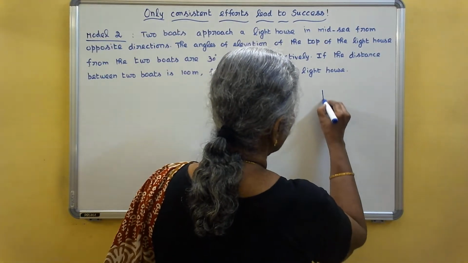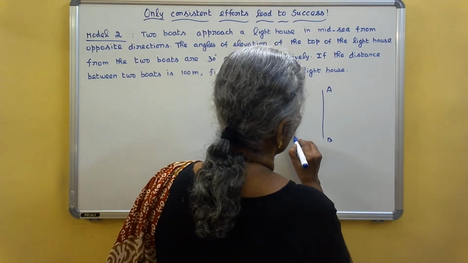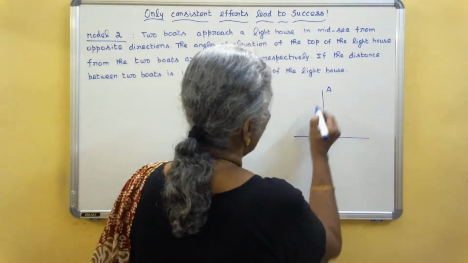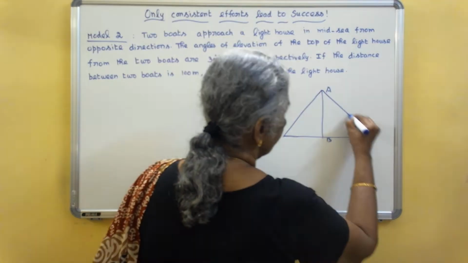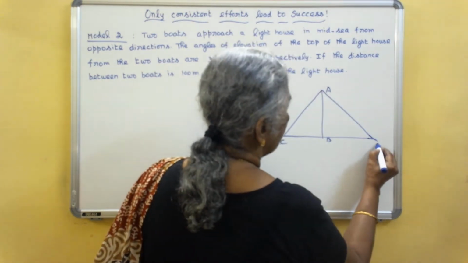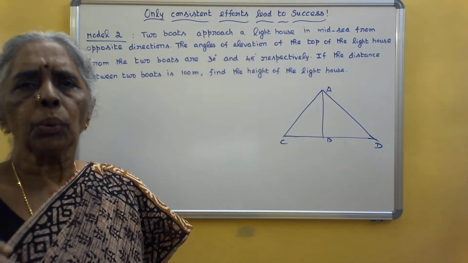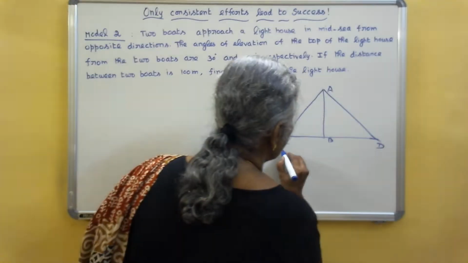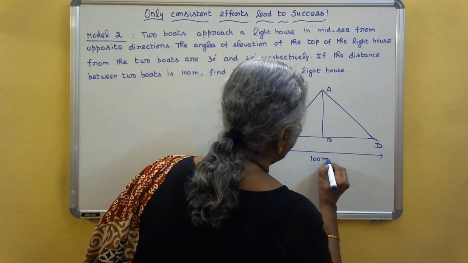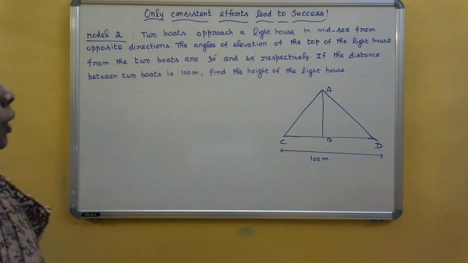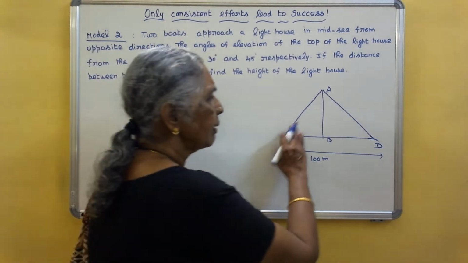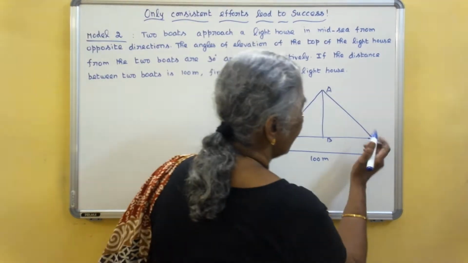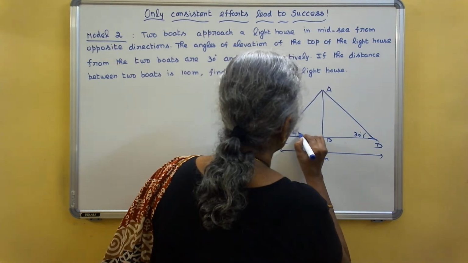So now let us first draw the lighthouse. Okay, this is the lighthouse. Now on two sides you have two ships or two boats approaching it. C and D are the two boats approaching the lighthouse. It is given the distance between the two boats, that is this CD, to be 100 meters. The angles of elevation are 30 degrees and 45 degrees. You can mark here 30, here 45, and here 45, there 30. That doesn't make any difference at all. So the longer side is marked 30 and this side is marked 45.